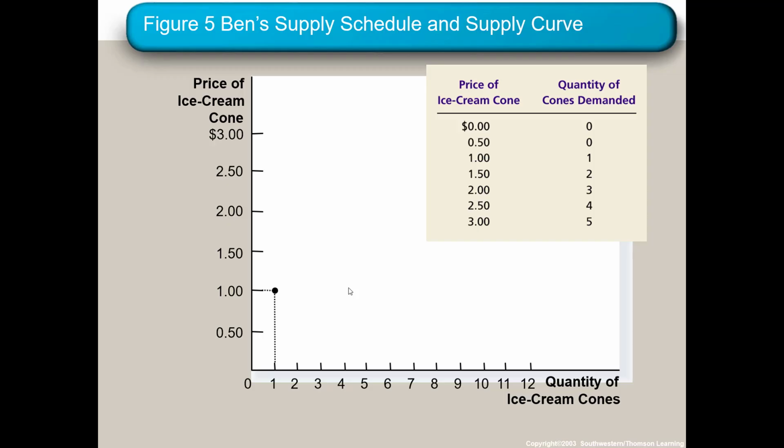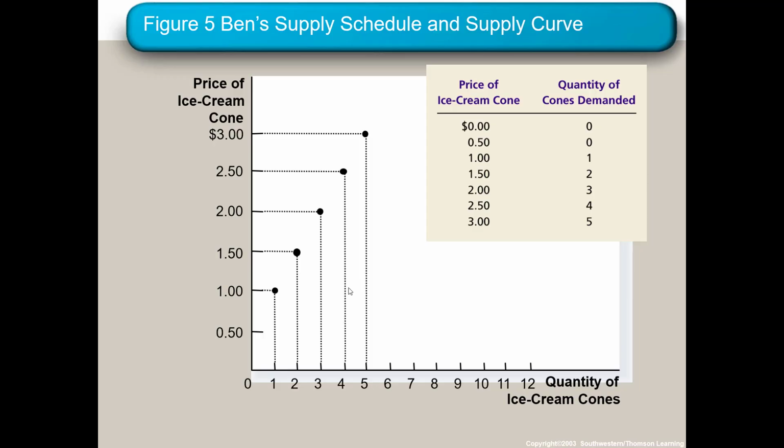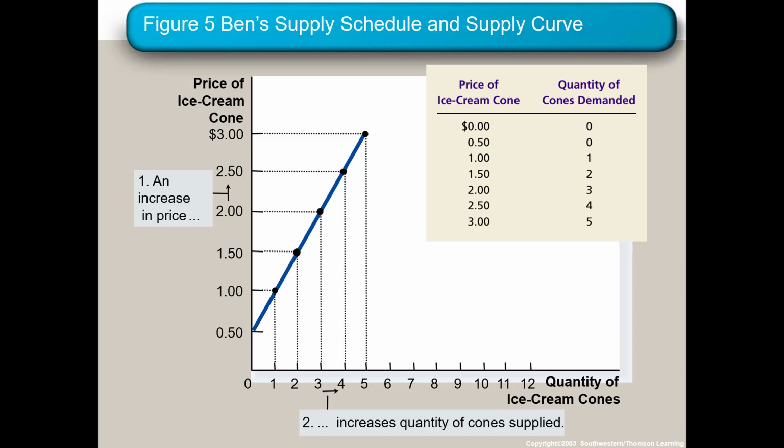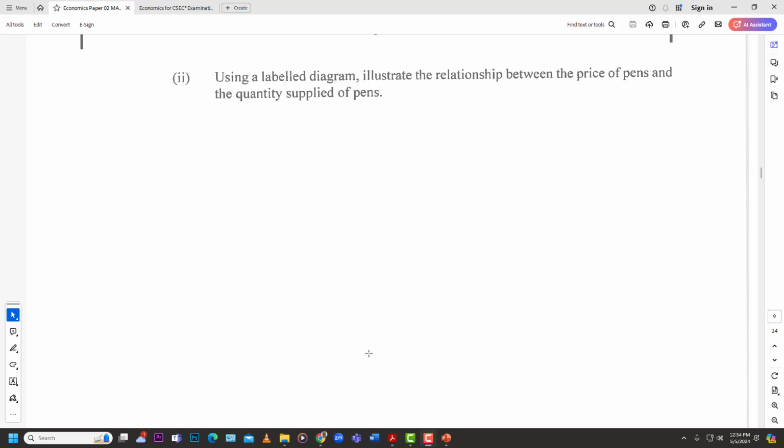So at $1, you're going to supply 1. At $1.50, you supply 2. At $2, you supply 3. At $2.50, we supply 4. And at $3, we supply 5. So we can see that as the price goes up, the amount we supply also increases. So that's a positive relationship right there. Right? So they're simply asking you to draw a supply curve.